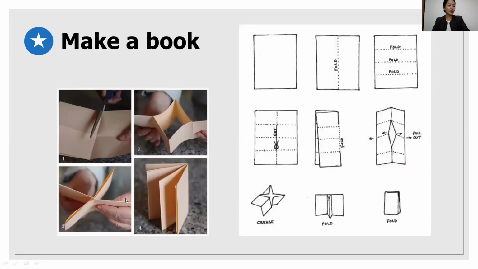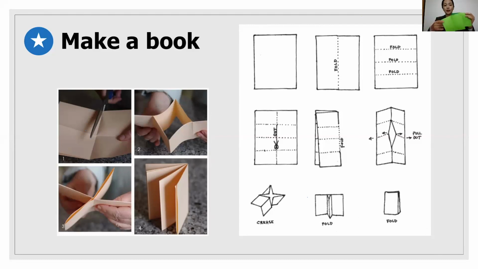Okay, this is the last one I suggest to you today. This is how to make a book, the little book. This is a paper like this. You fold it first like this, and fold the three parts, 1, 2, 3 first. And cut in the middle. You fold like this and cut it in here.